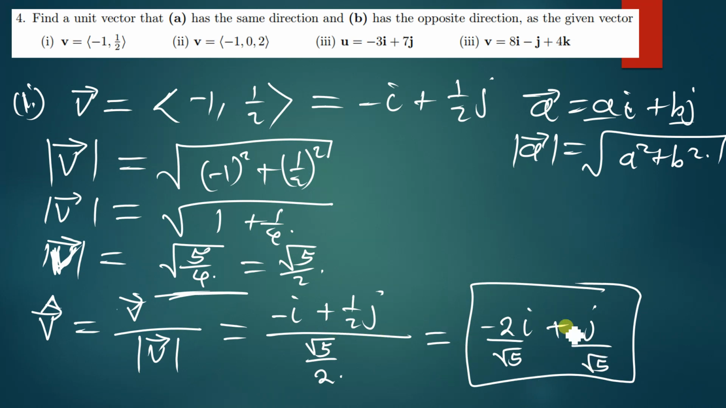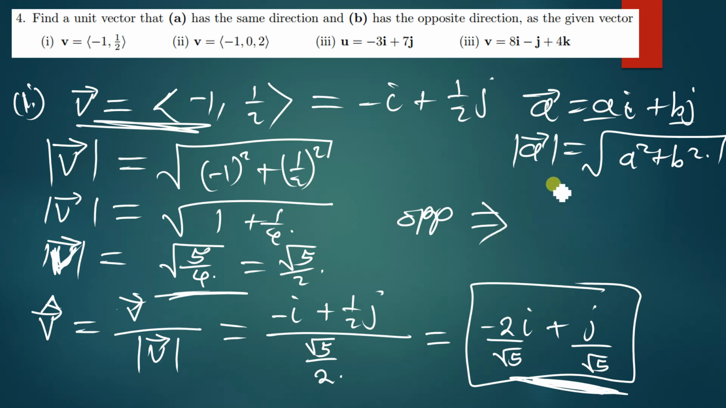So when you try to find the magnitude of this vector, you discover that the answer will be equal to 1. Alright, so how do you find the unit vector in the opposite direction of this vector v? You simply multiply the same vector by negative. So the one in the opposite direction will be negative times negative 2i over the root of 5 plus j over the root of 5.